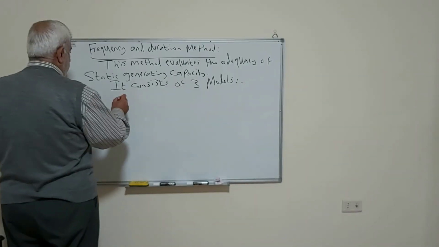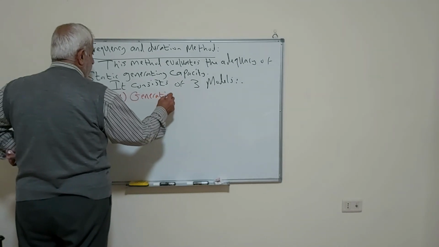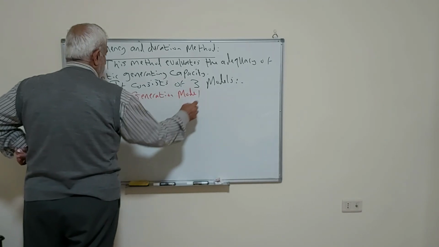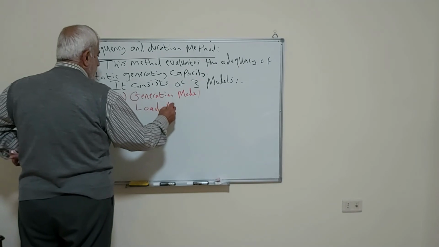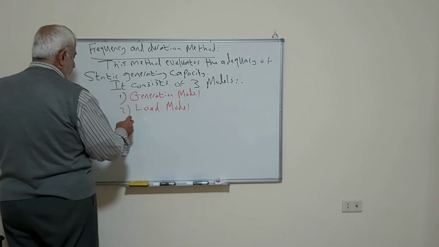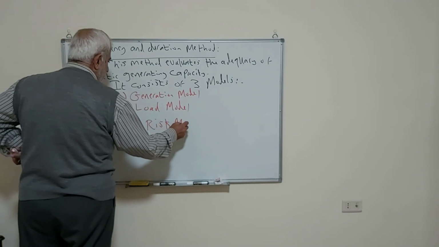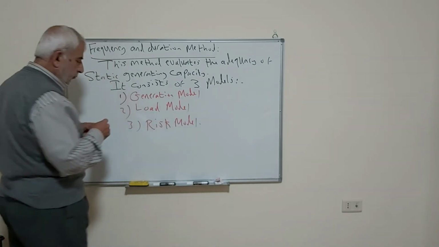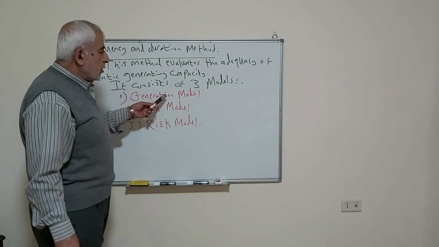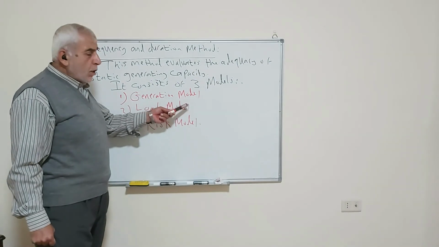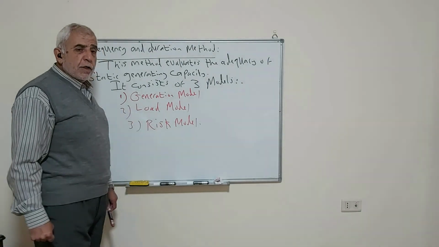One, a generation model. Two, a load model. Three, a risk model. So we are going to start with the generation model. When we finish, we select a load model. Then we can combine the two to produce a risk model.